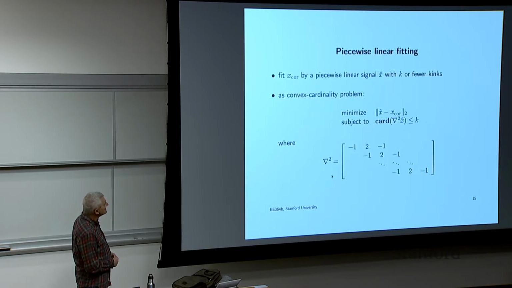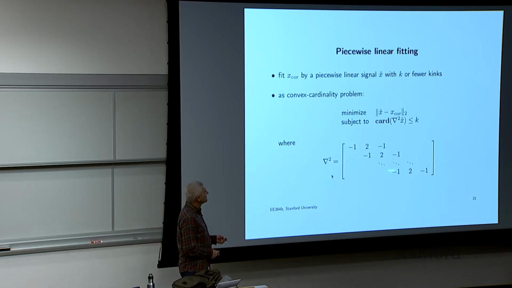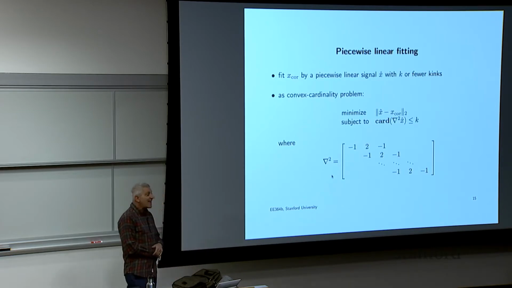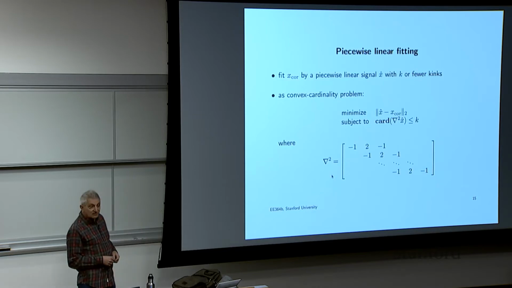If you do second difference, then you get a second difference matrix, and if this matrix multiplied by x is sparse or has cardinality less than k, then this is exactly when x is piecewise linear, or I guess that's the way people would normally say it. I might say piecewise affine with something like k kinks, a change of slope and stuff like that. So we can handle all these kinds of constraints in this convex cardinality framework.